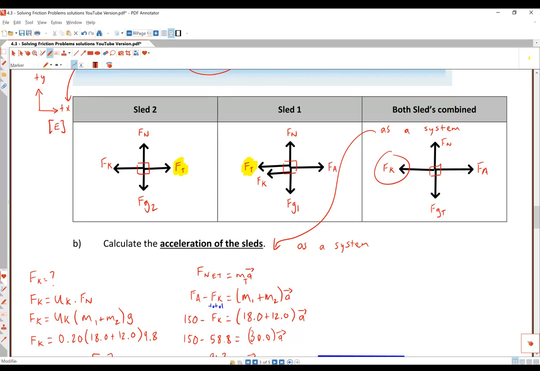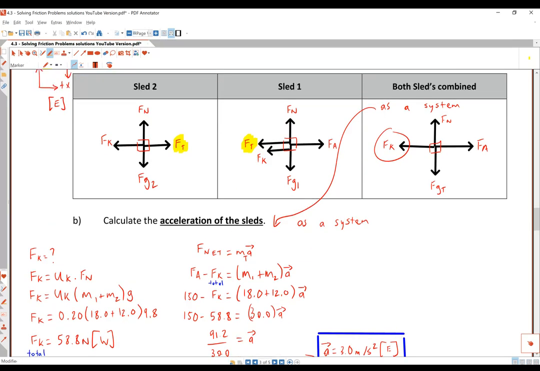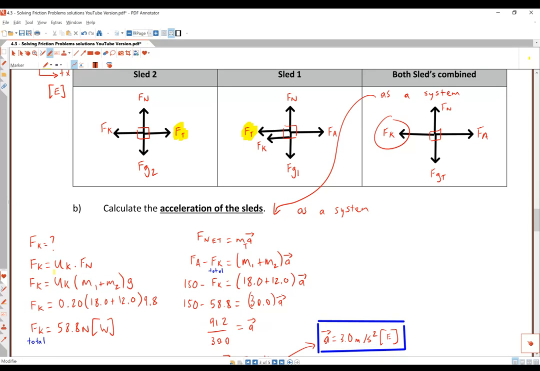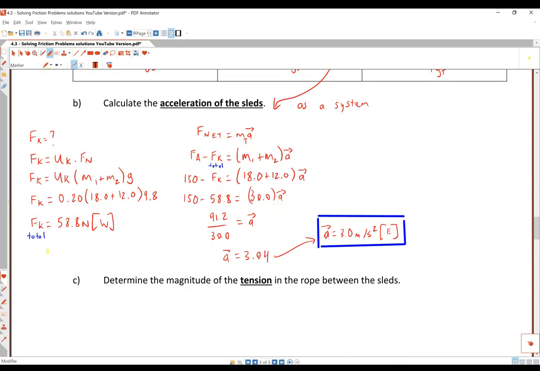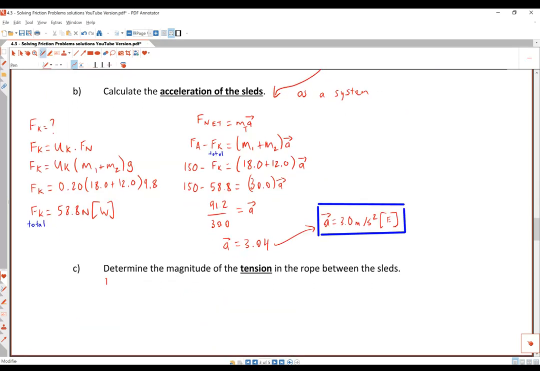My suggestion, or my tip, is to use the free body diagram with the least amount of forces so that it's easier to calculate and makes it a lot faster. Obviously, sled 2 has fewer forces, so that's the one I'm going to be showing you. So using the free body diagram of sled 2, we have F net equals mass of sled 2 times the acceleration.